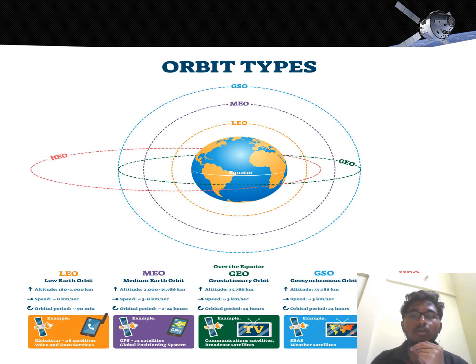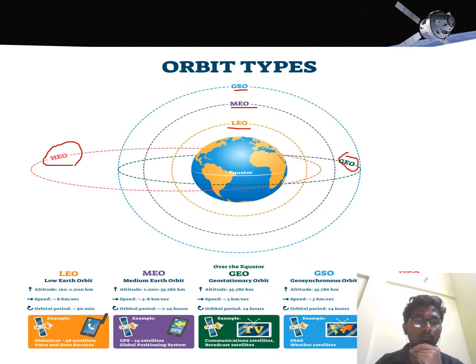Here are the orbit types: GSO, MEO, and LEO. Here we have GEO, and here we have HEO. This is an overview of the orbits, how orbits are formed, and the types of orbits.